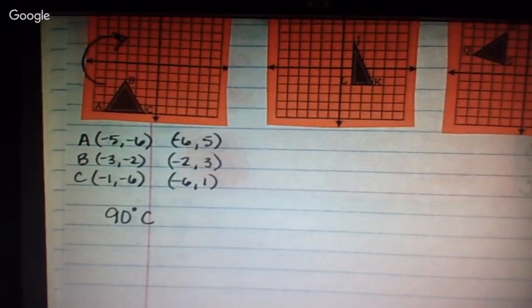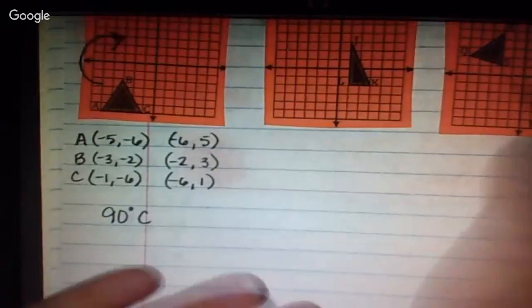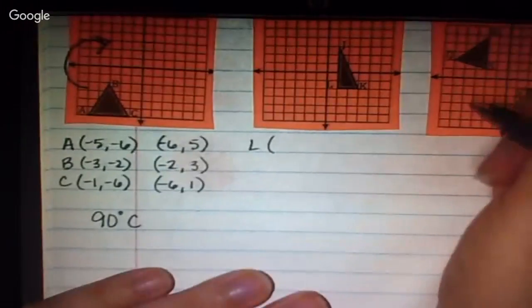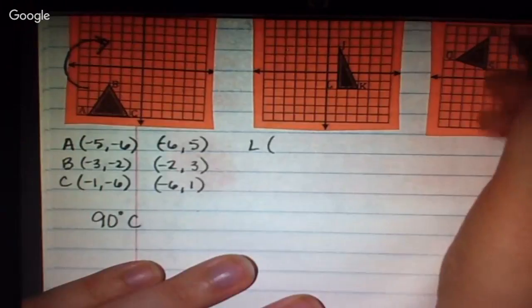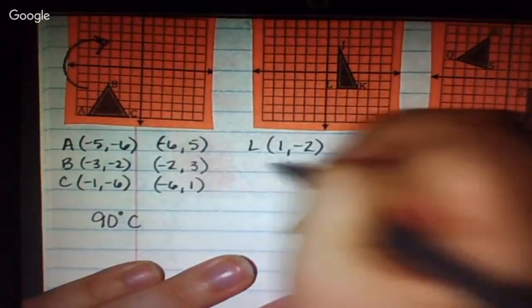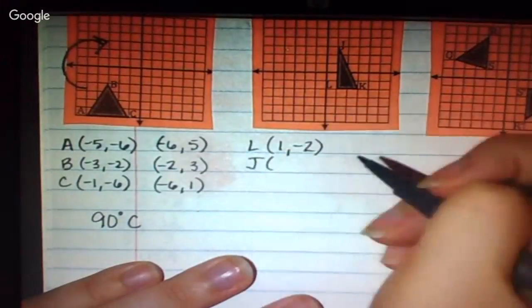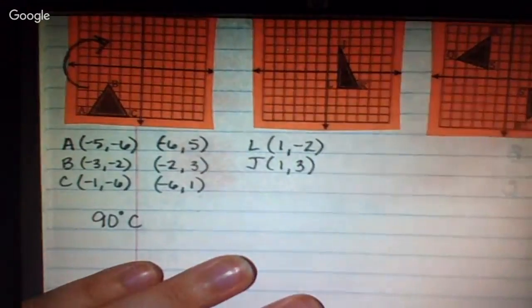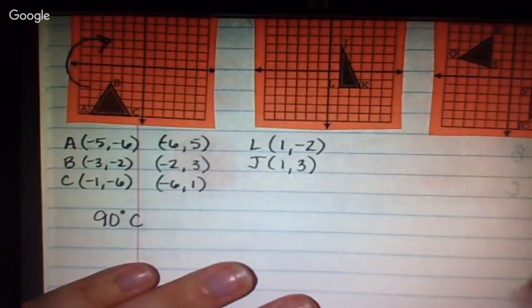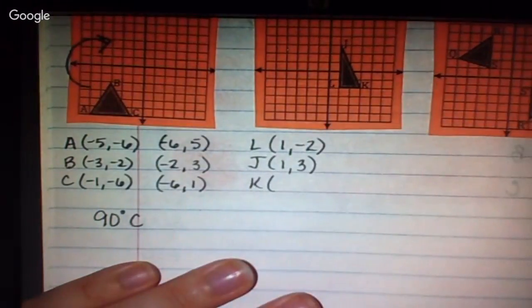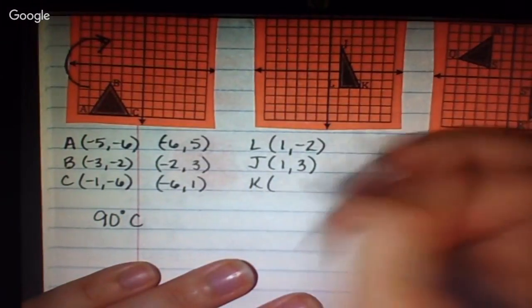Okay. This next one. We first need to figure out where my points are. So right now, L is at 1, -2. Okay. J is at 1, 3. And K is at 3, -2.